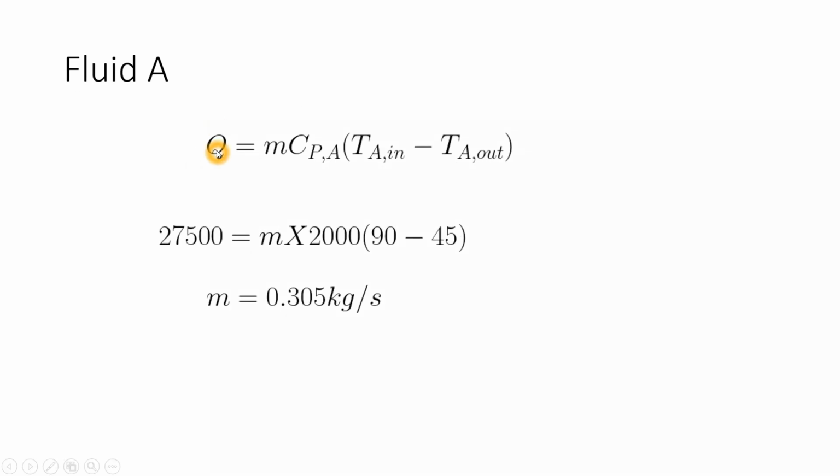Again I will use Q is equal to m CPA times (TA in minus TA out). Then it will be 90 minus 40, and I know Q is equal to 27,500 watt and I don't know m. After solving, I get m is equal to 0.305 kg per second. This is the final answer as per the official answer key.